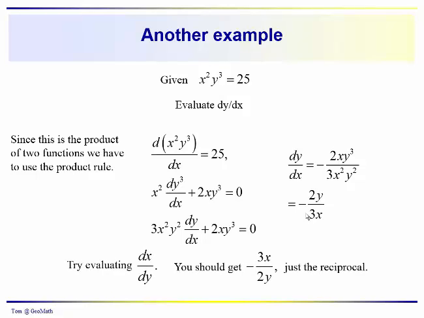So, in this expression, we've never evaluated what y is. We could do that. We haven't had to. We found out what dy/dx is. We could also evaluate dx/dy, but once we've evaluated dy/dx, we know that dx/dy should just be the reciprocal of dy/dx, and it is. You could work through it, and you'd find that dx/dy is just equal to minus 3x over 2y.